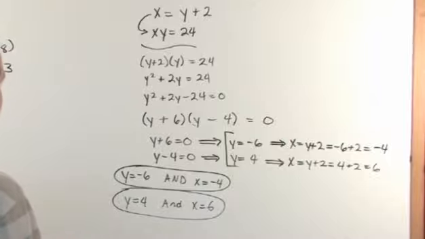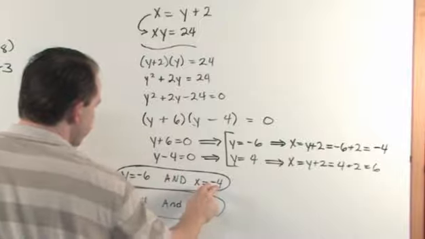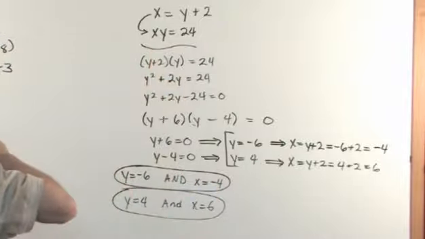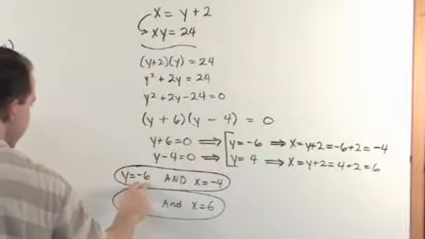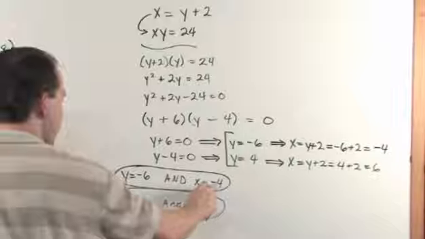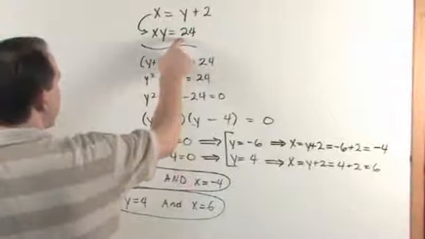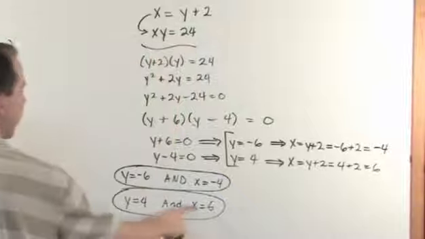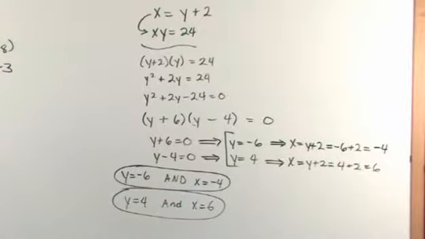Now, you really always should try to check your work to make sure you did this right. So let's make sure that they satisfy our equations. The product must equal 24. Negative 6 times negative 4 gives us 24. And x must be equal to y plus 2. Negative 6 plus 2 will be negative 4, so that satisfies. And then using this pair, 6 times 4 does give us 24, so that's good. And x must be equal to y plus 2, so 6 is equal to 4 plus 2, which is 6. So it's really not that hard.